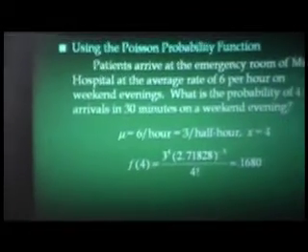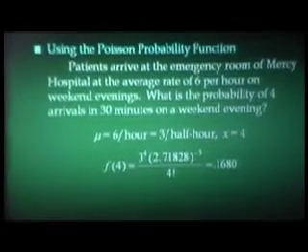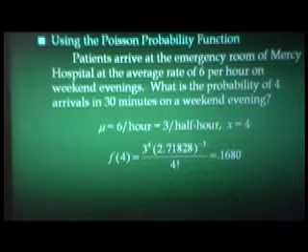So if I ask you to come up with the probability that you had 4 or fewer arrivals, how would you calculate that?